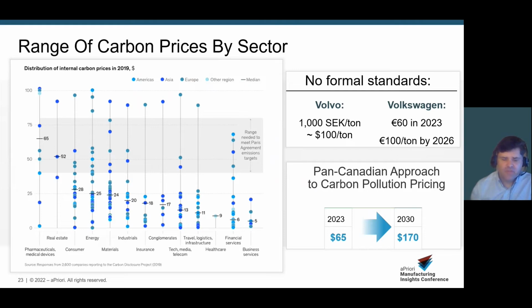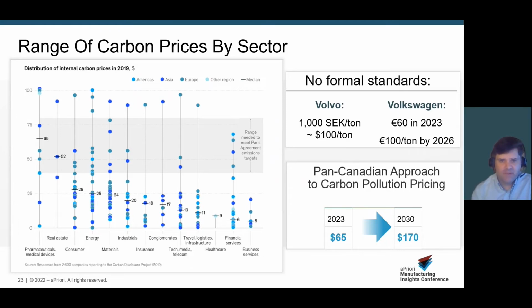And really, there's a wide range of values that folks have come up with. This data is a little bit old, from 2019, but you can see some companies are at $100 per ton of CO2, and other companies are all the way down in the single digits. And there's no right or wrong answer. And I think once you're able to look at these trade-offs and using the price of carbon, you can really see how that impacts different decisions. There's no formal standards. A lot of these are internal.